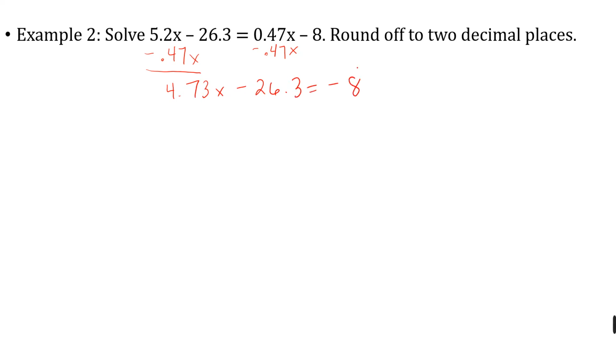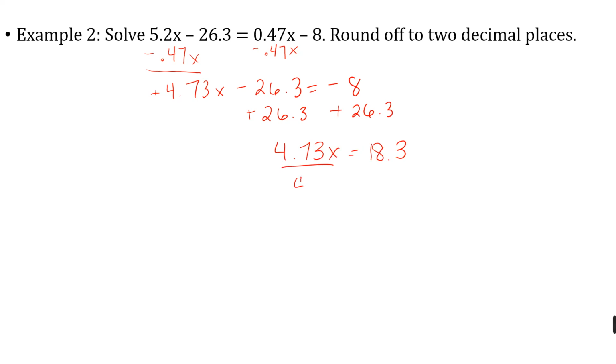So I moved the x's over first instead of moving numbers over because I really wanted to keep the positive on the x's. So that's why I did that first. But you can go ahead and skip steps and do it all at the same time. Okay, so if I want to do negative 8 plus 26.3, I need to do 26.3 minus 8, which is 18.3. 4.73x equals 18.3.